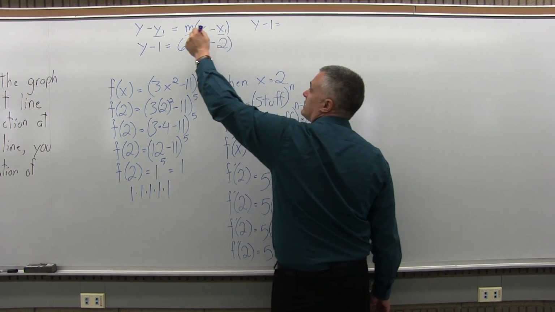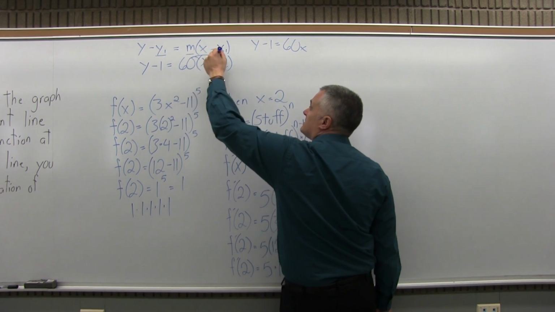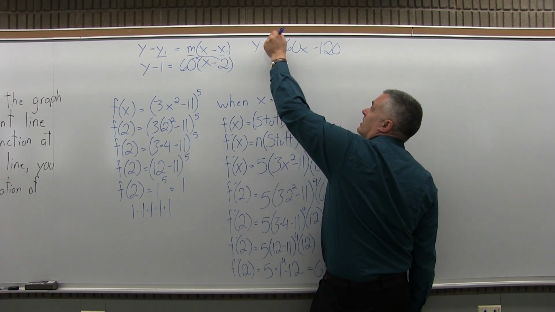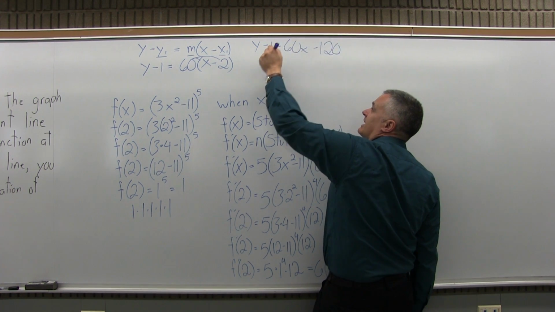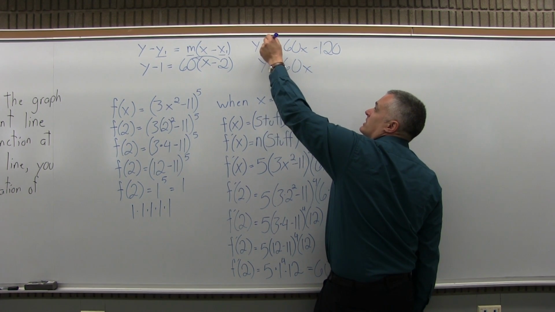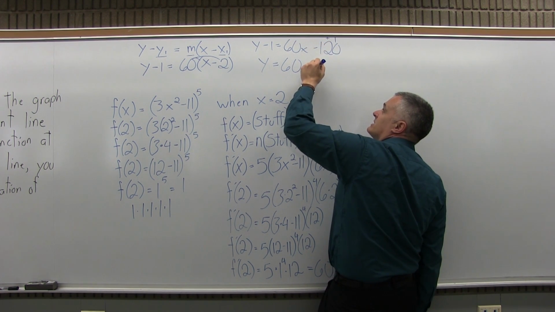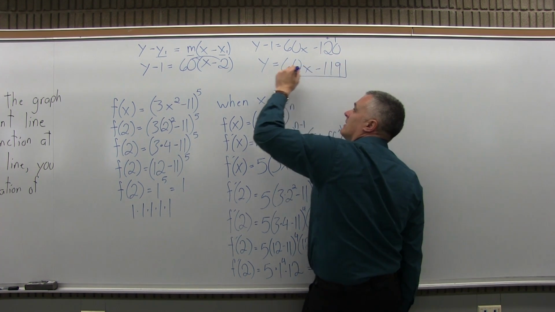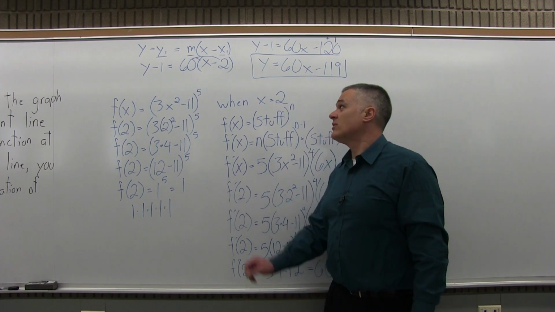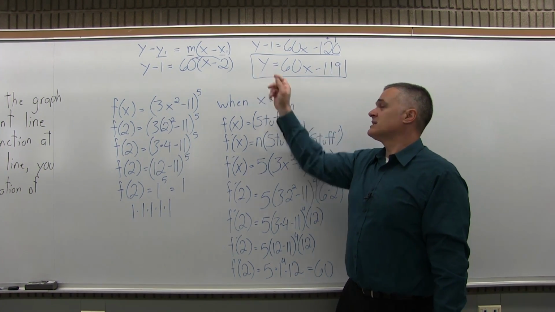Y minus 1 equals, clear your parentheses, 60 times x is 60x. 60 times minus 2 is negative 120. And then bring the 1 over to the right side so it'll be solved for y. So y equals 60x. The 1, when it's on the left, is a negative 1, so when it comes to the right, it'll be a plus 1. So negative 120 add positive 1 is negative 119. So that's the equation of the tangent line in simplified form, y equals mx plus b form. The equation of the tangent line is y equals 60x minus 119.